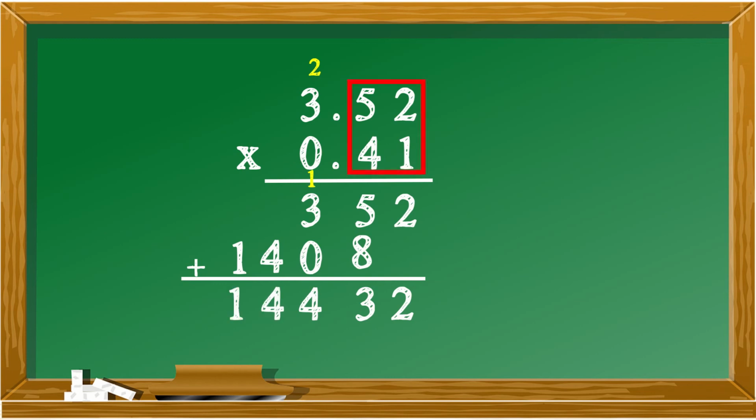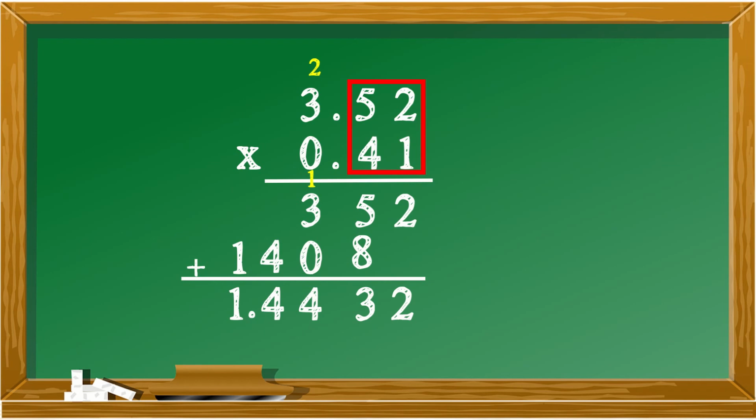And then count the number of decimal places. So we have 4. So count 4. 1, 2, 3, 4. So we will put the decimal point between 1 and 4, just like that. So we have 1 and 4,432 10 thousandths. Let us check, or let us try to solve this using boxes.